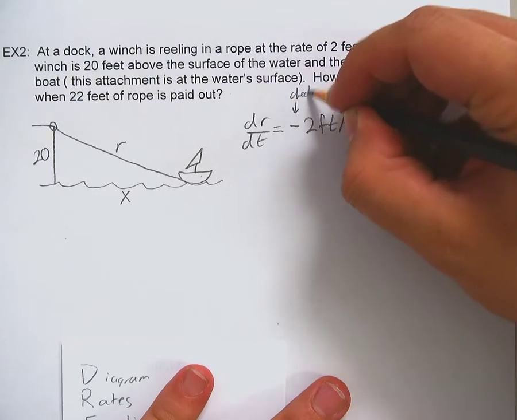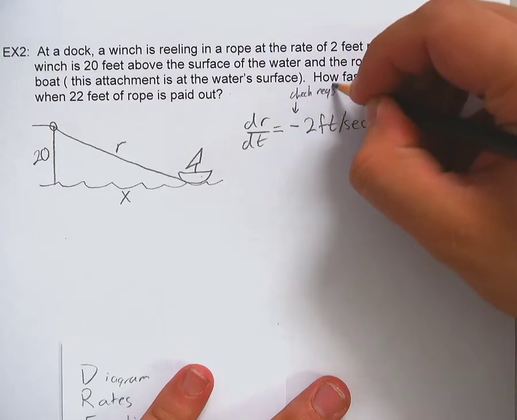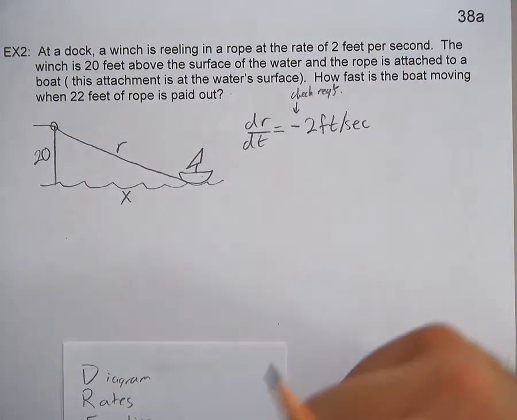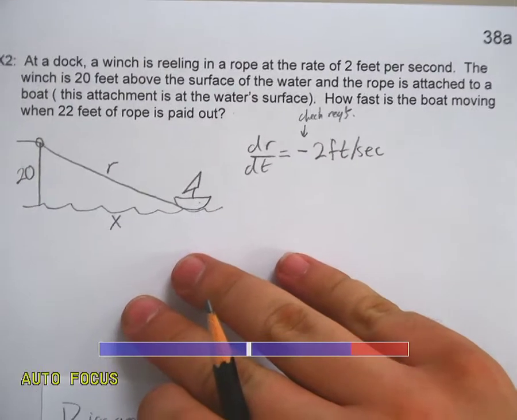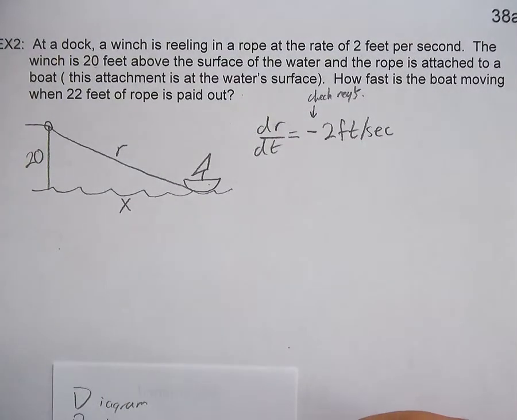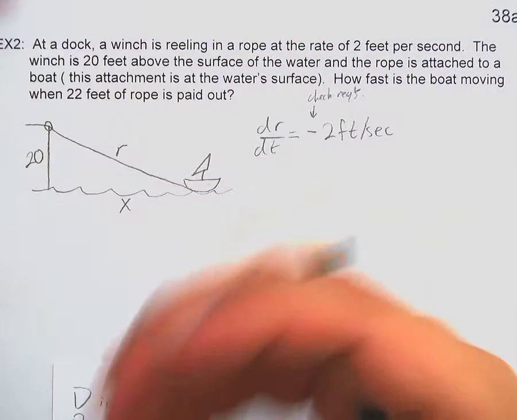Another little note: check your negatives. Check negs. I know it's kind of hard to read, but I'm trying to get all the picture in there as well. So check your negatives. My rate is negative. My rope is shrinking because I'm reeling it in.